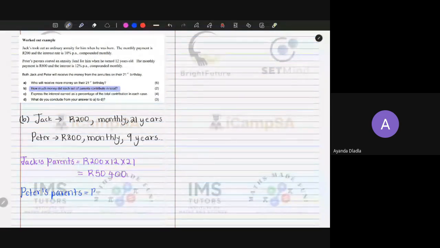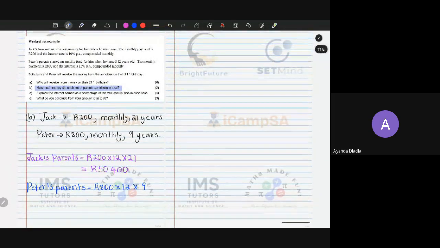So for Peter, the parents were putting 800 rands for him, and they were doing it monthly, but they only did it for 9 years because they started when he was 12. So how much did Peter's parents put in total? 86,400. Okay, so that answers question B.